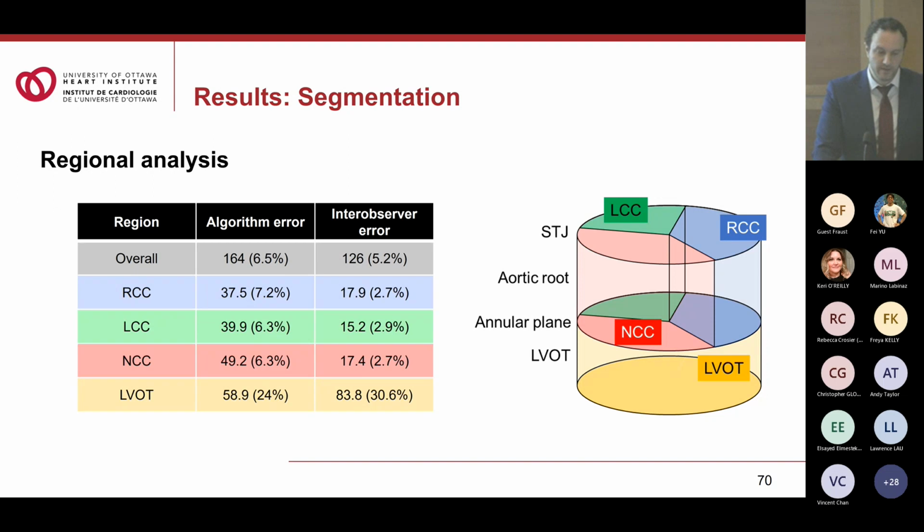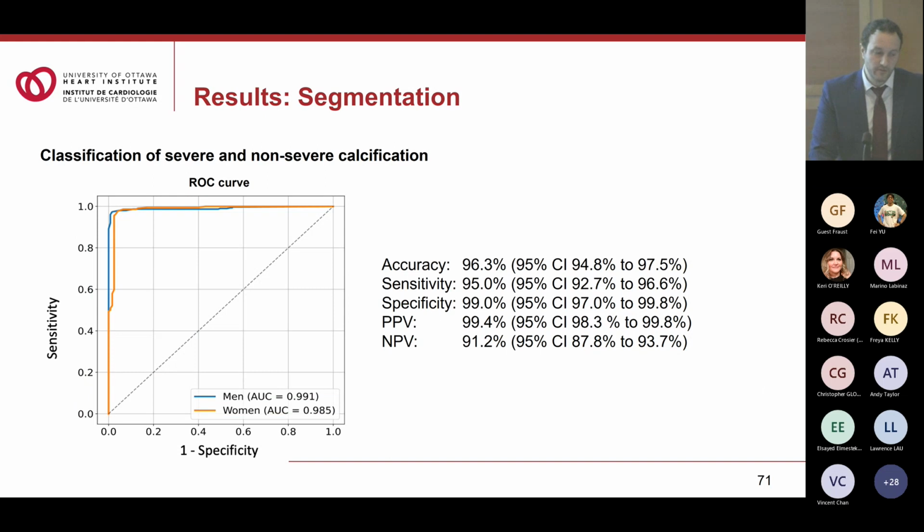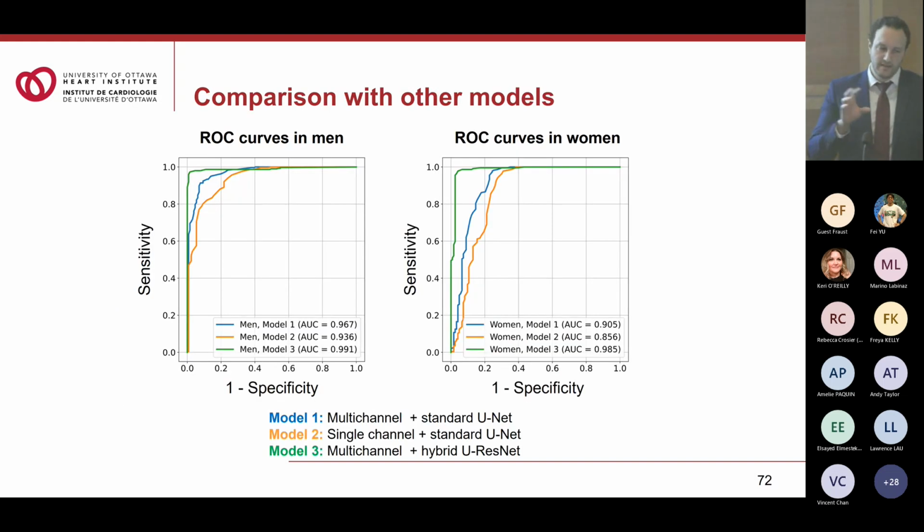So slightly better within the LVOT level, and that's an important level for quantification in patients who may undergo TAVI, for example. And then we evaluated classification of patients into severe and non-severe aortic valve calcification and found a high accuracy of 96%. And it was similarly highly performant both for men and women in our study. And we compared for this task our algorithm with other more out-of-the-box algorithms that have been used for segmentation.